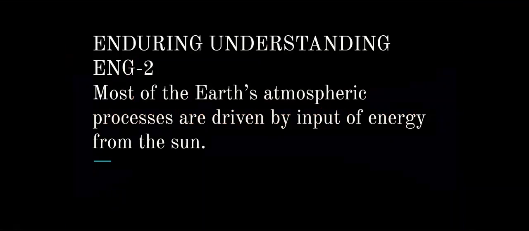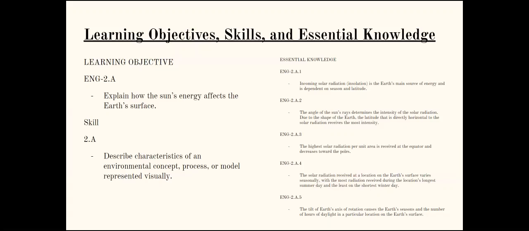From this lesson and a couple other lessons, the big thing you guys need to understand is that most of Earth's atmospheric processes are driven by input of energy from the sun. The sun is our main source of energy, and it changed a lot of things about how the planet works. So for today, we're going to explain how the sun's energy affects the surface of the Earth. In this lesson, we're going to be talking about how we get the different seasons and how the tilt of the Earth affects that.